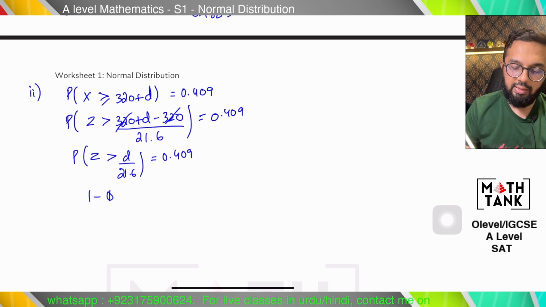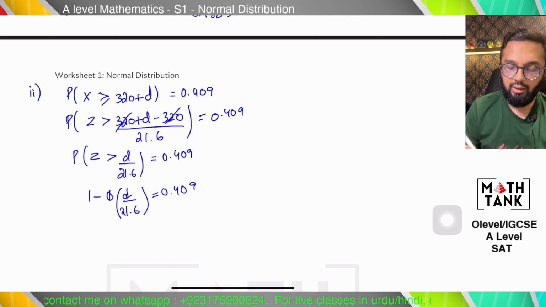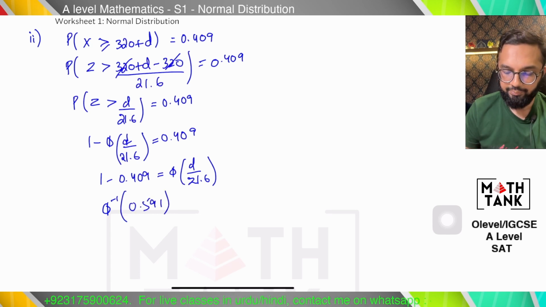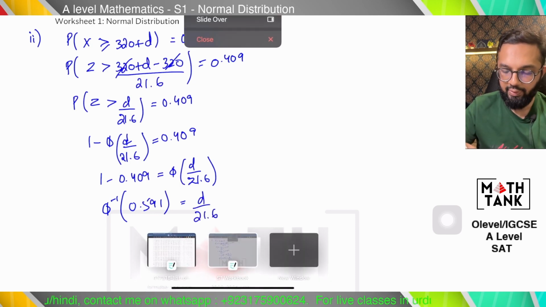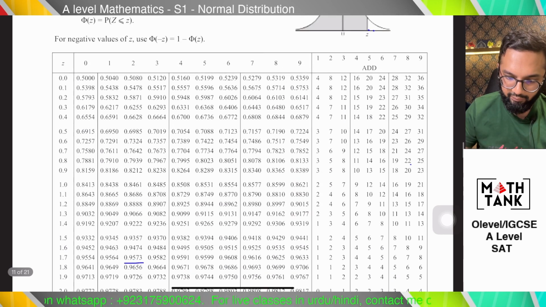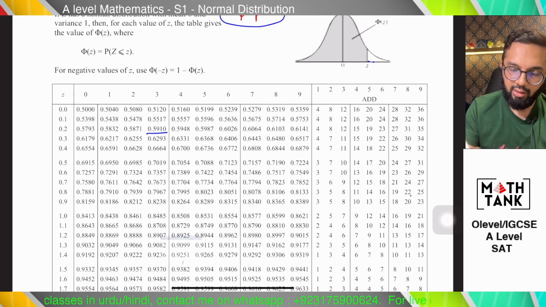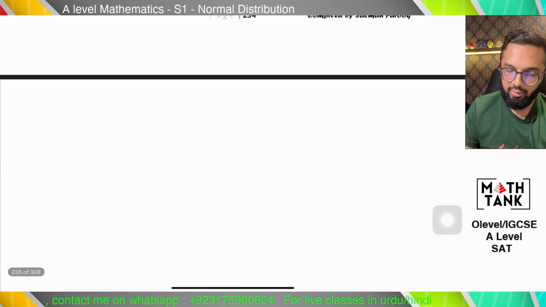So 1 minus phi of D over 21.6 equals 0.409. 1 minus 0.409 equals phi of D over 21.6. Phi inverse of 0.591 gives D over 21.6. I look for 0.591 inside the table, and I find it directly: 0.23.